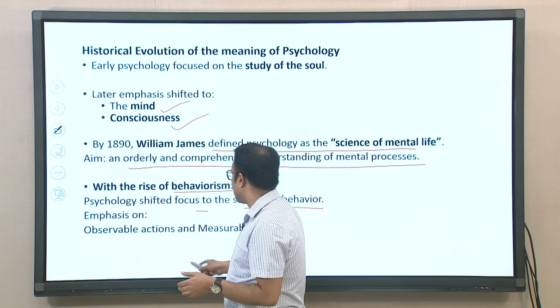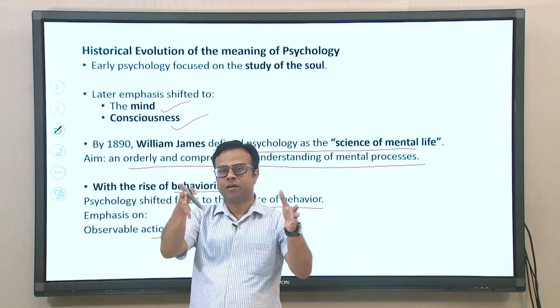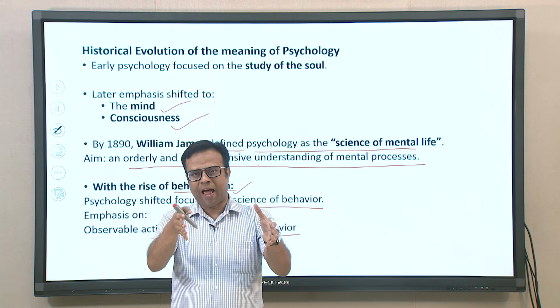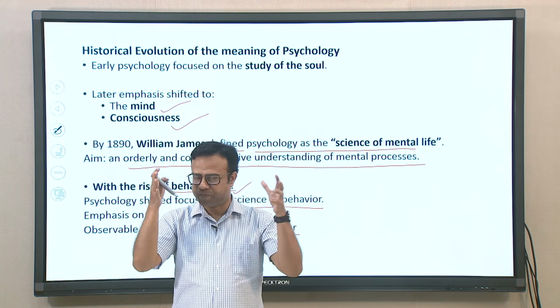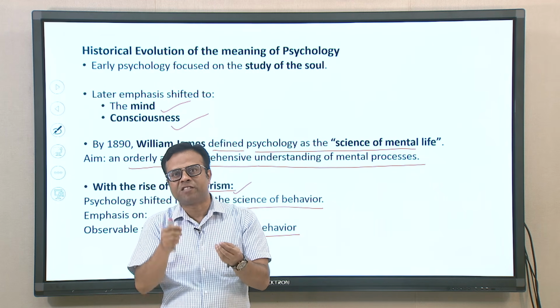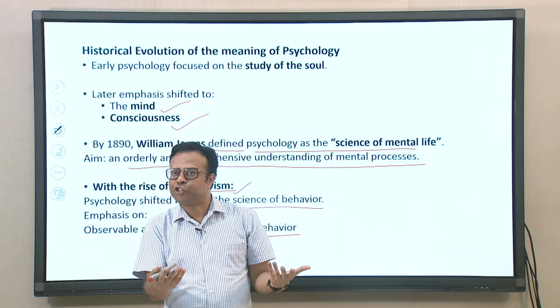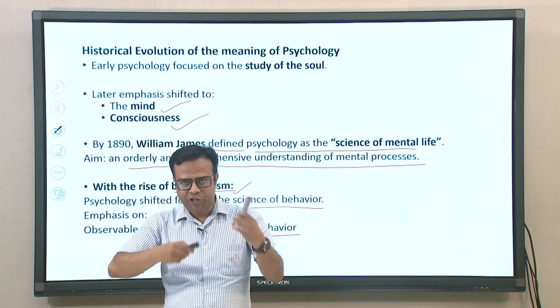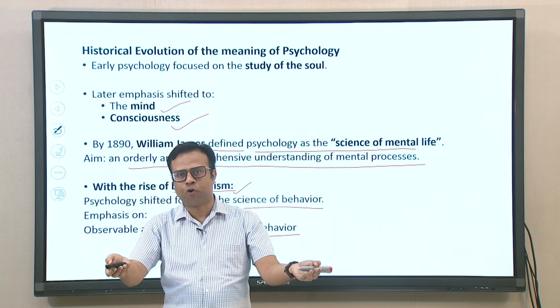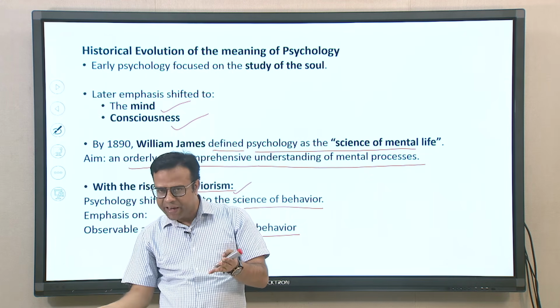So, the emphasis was on observable actions and measurable behavior. Their focus was to make psychology very scientific, observable, measurable. That was their whole criteria. So, when behaviorism became very popular, even the word mind kind of vanished from the definition of psychology. So, this is how it evolved. Initially the study of soul, then it became the science of mental life, then the study of behavior.